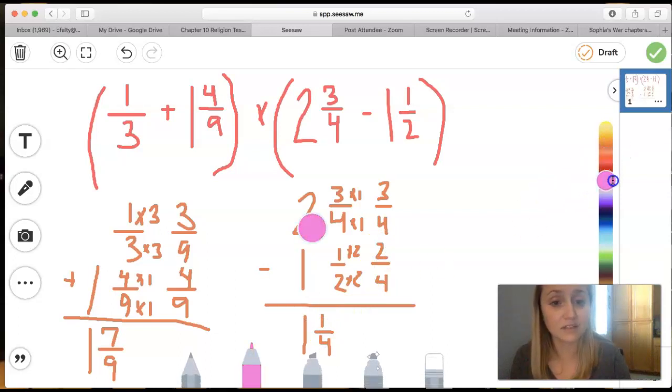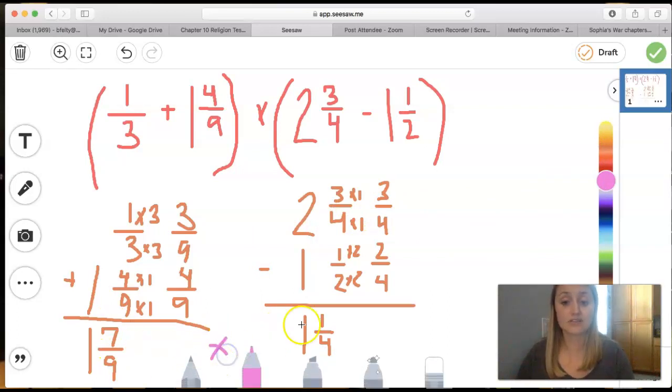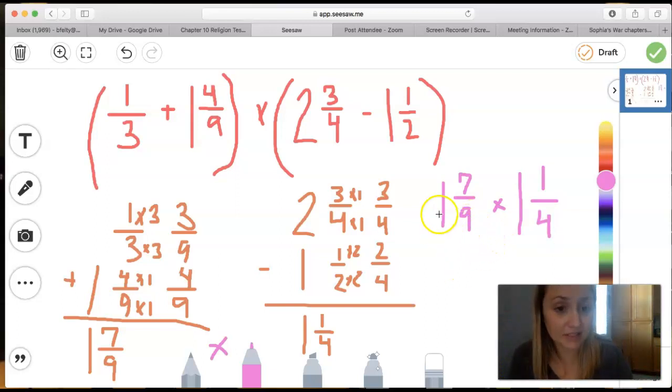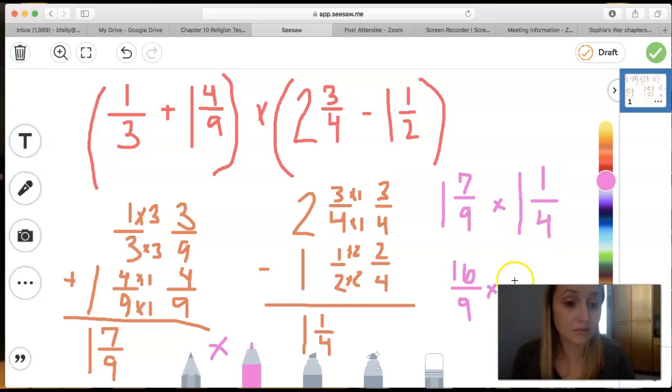Okay, and then I'm going to color code this a little bit. So now that we have these two, they are actually multiplied together. So we have 1 and 7/9 times 1 and 1/4. Okay, so we're going to make this into an improper fraction. So 9 times 1 is 9, plus 7 would be 16/9. And then here, we have 4 times 1 is 4, plus 1 is 5.